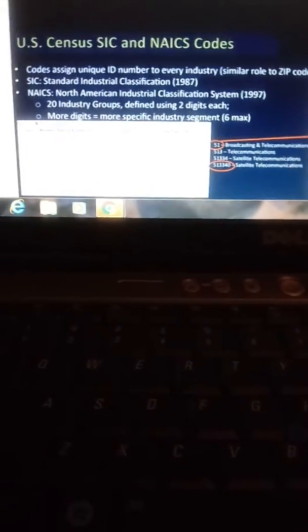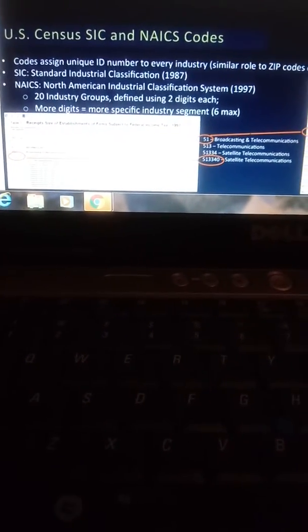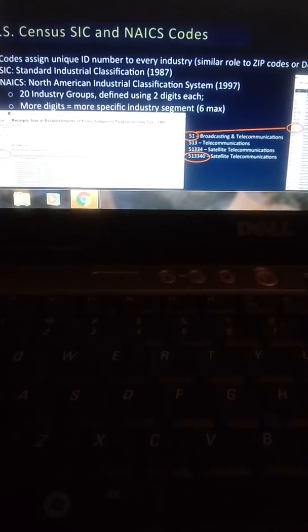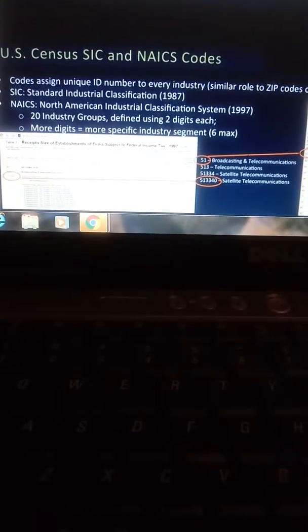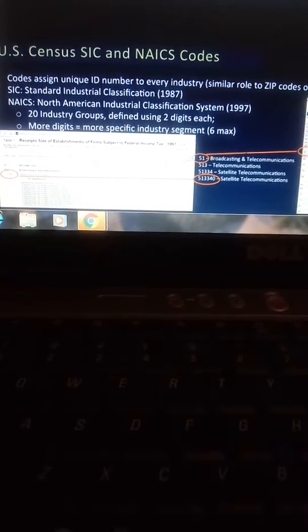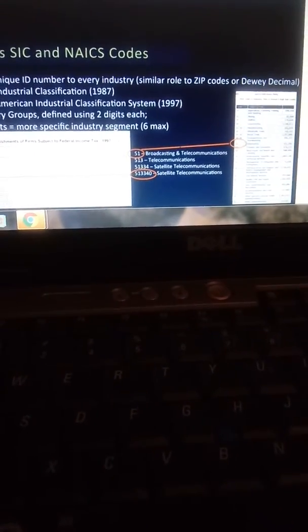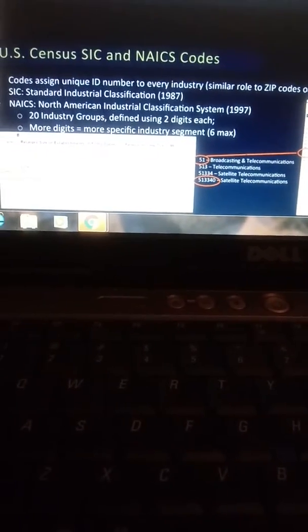To help organize all that information, the United States government established a classification system to classify the data by industry. The system is similar to the Zone Improvement Plan, or zip code, used by the United States Postal Service to classify geographic areas. The U.S. started with its Standard Industrial Classification System, or SIC code, in 1987. The North American Industry Classification System, or NAICS code, was started in 1997 when SIC codes proved to be inadequate.